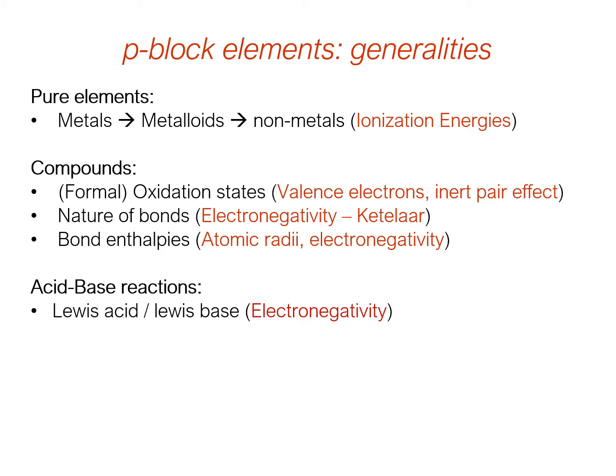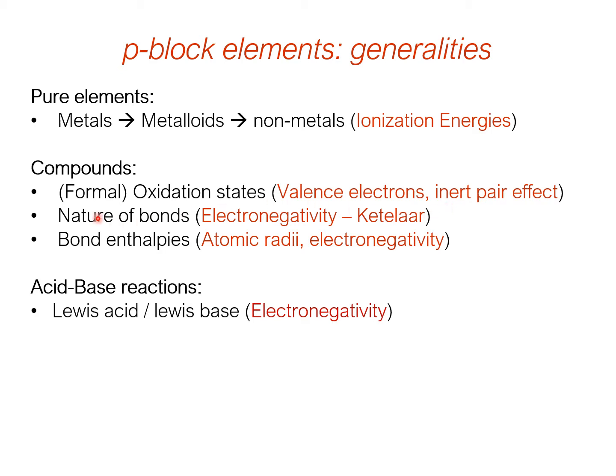So let's start by just looking at some generalities before we start. As I said, the P block, the pure elements, are there as metals, metalloids and non-metals, so the whole spectrum. And this is dictated by the ionization energy, which we'll be talking about in a few slides. When we're looking at compounds, we'll be looking at things like the oxidation states, which are governed by the valence electrons and the inert pair effect. We'll focus on that a lot because that dictates most of the chemistry. And we'll see a few trends in there as well.